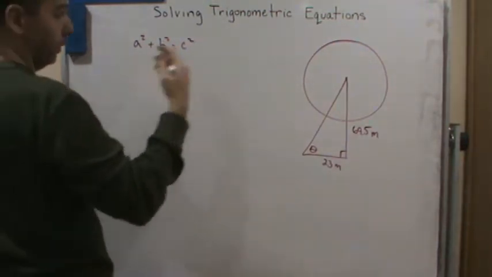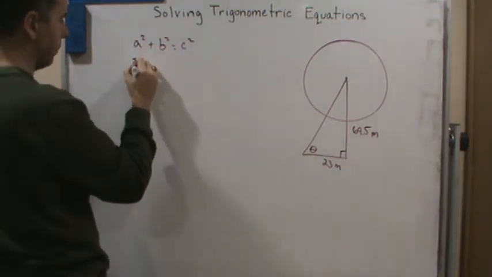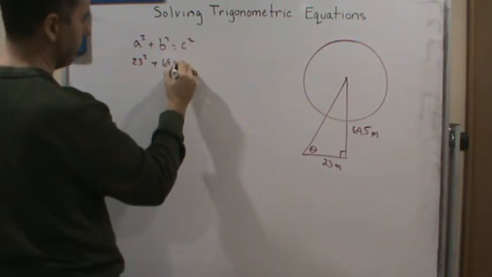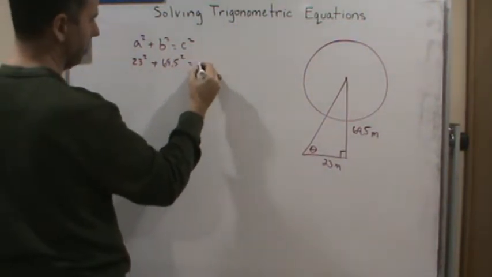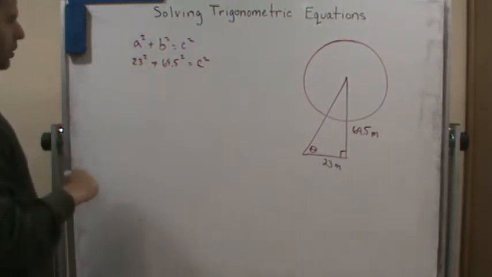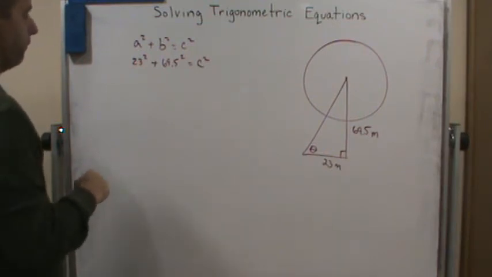Okay, so how do we do that? Easy. Just take 23 squared plus 69.5 squared equals c squared. Okay, 23 squared is 529.